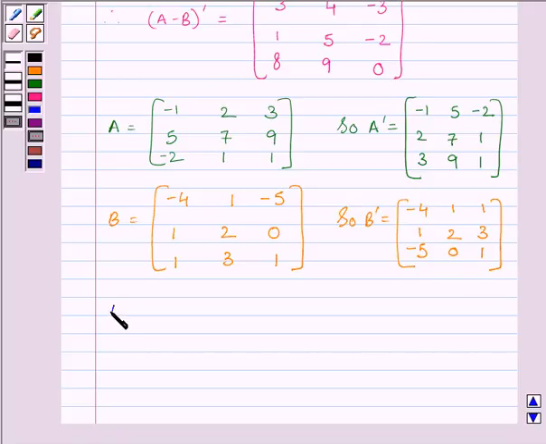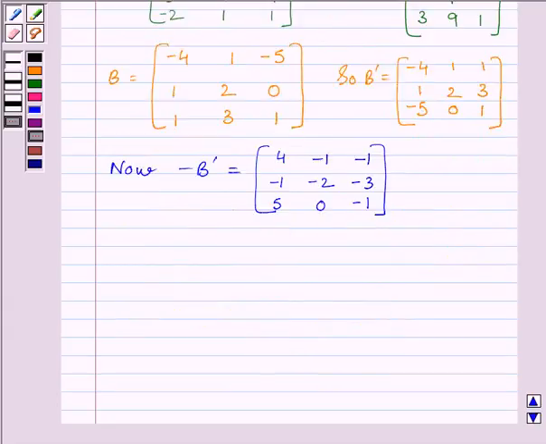Now we will find minus B transpose. Minus B transpose is equal to the matrix [4, -1, -1; -1, -2, -3; 5, 0, -1]. To obtain minus B transpose, we have multiplied every element of B transpose with minus 1. Now, we have to find A transpose minus B transpose, which is equal to A transpose plus minus B transpose, right?